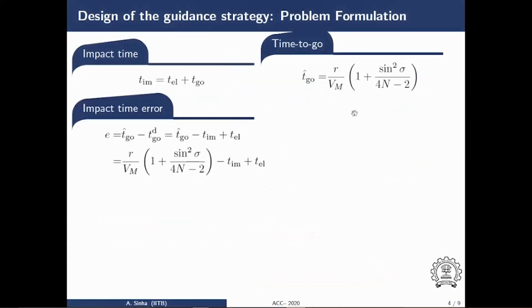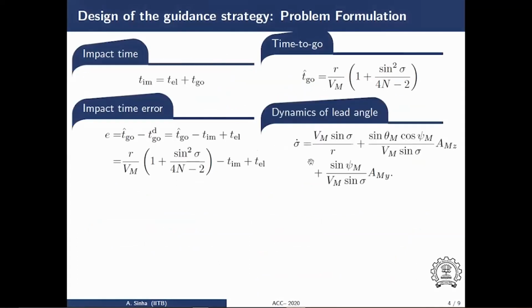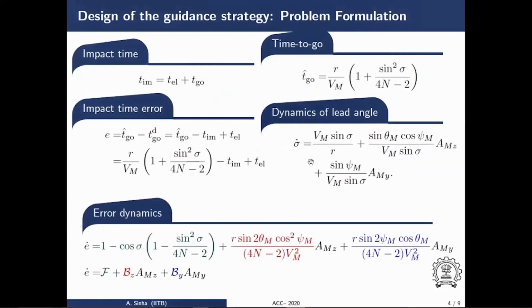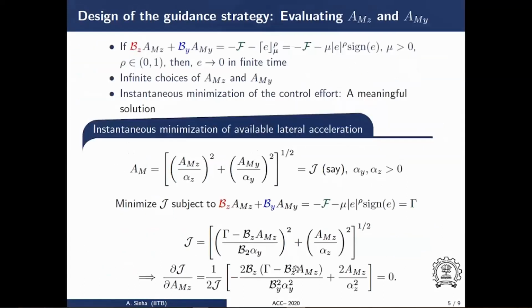By defining the impact time error as a difference between the instantaneous time to go and the desired one, and using the lead angle dynamics, one can write the error dynamics as a sum of nonlinear drift plus a combination of the lateral accelerations in the pitch and yaw directions. Using a finite time control, the error can be driven to zero.